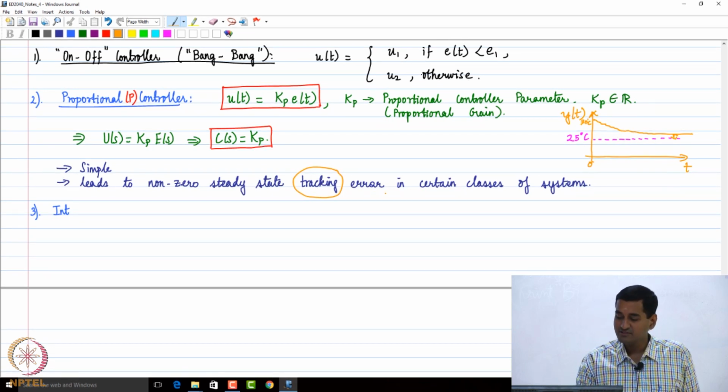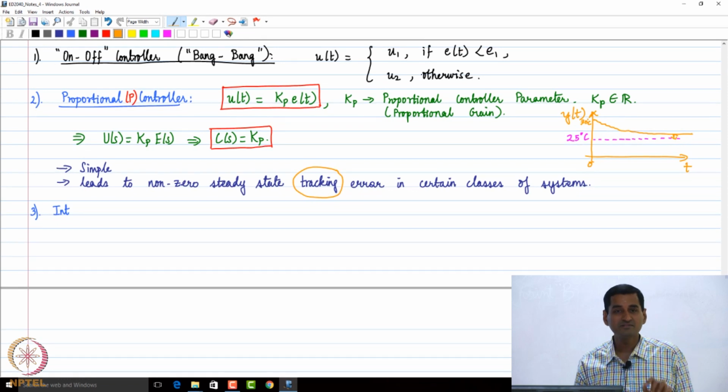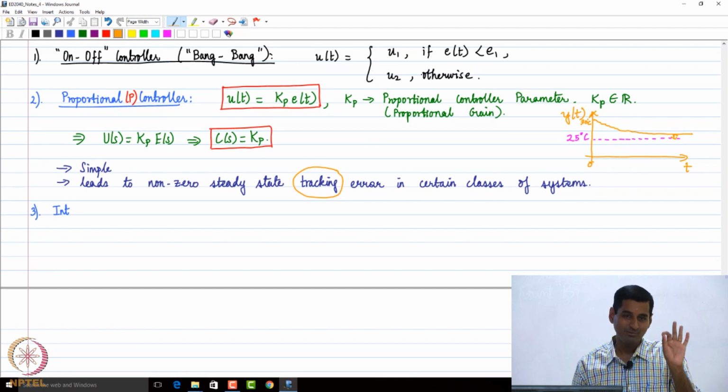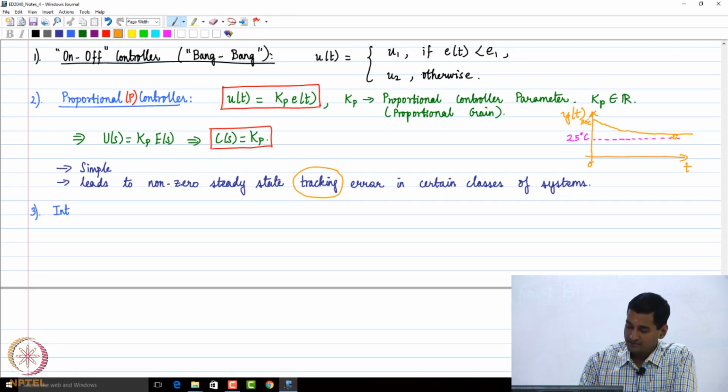And the biggest advantage of proportional control is its simplicity, because the control input at any instant depends only on the error at that instant. That's it. You don't worry about the past, neither do you worry about what may come in the future. Okay, it only lives in the present. That's a big advantage of proportional control, right? Okay, then let's go to integral control.